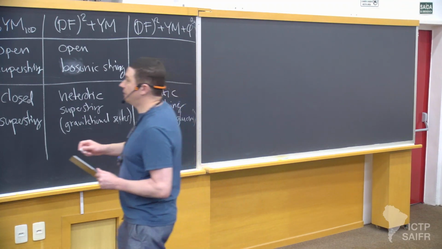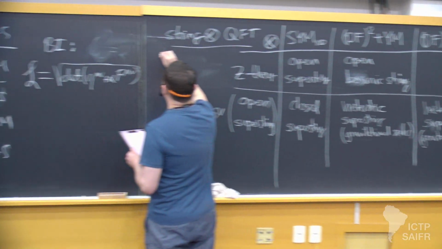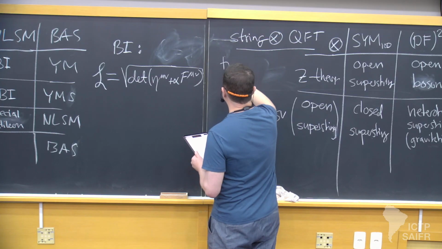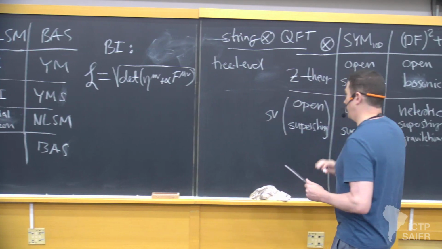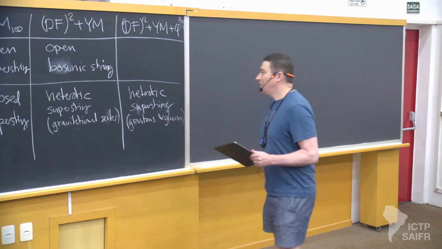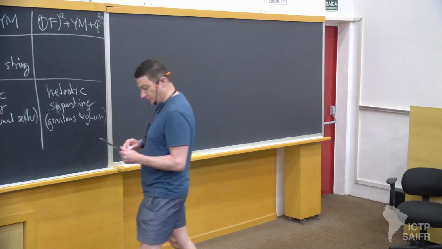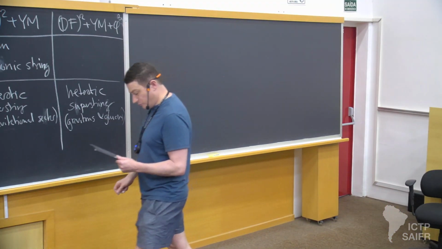And this is tree level or disk level, so tree level. The loop level generalization is, I guess, open for research. Okay, I guess I had one more.